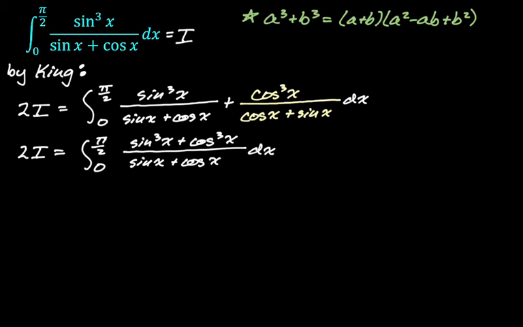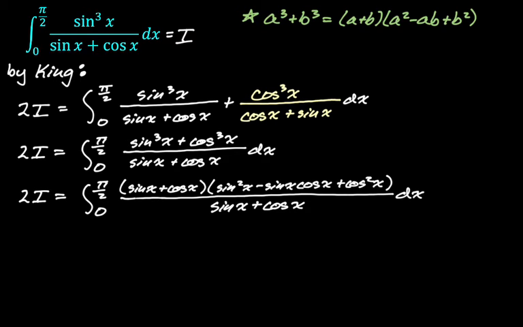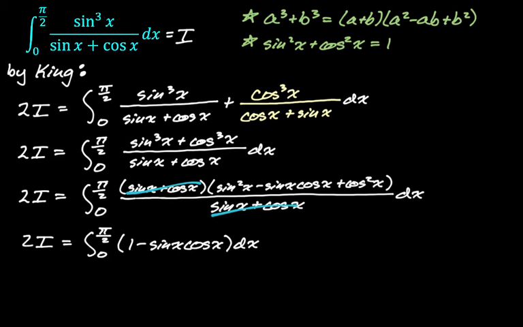Okay, so we got to factor this, so let's do that. It's going to be sine plus cosine, and then sine squared minus sine cosine plus cosine squared, all over sine plus cosine. The sine plus cosines cancel, so this is getting a lot simpler. But now we have sine squared plus cosine squared, which we know is 1. So I'm going to combine those into 1. So our integral simplifies to 2I equals the integral from 0 to pi over 2 of quantity 1 minus sine cosine.